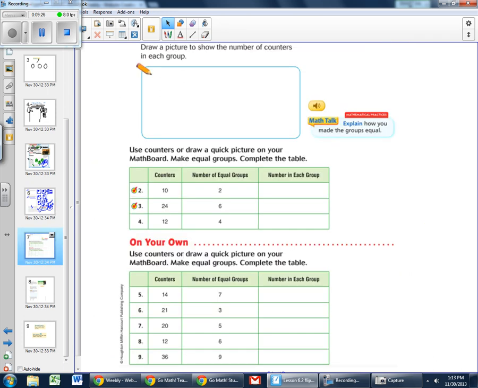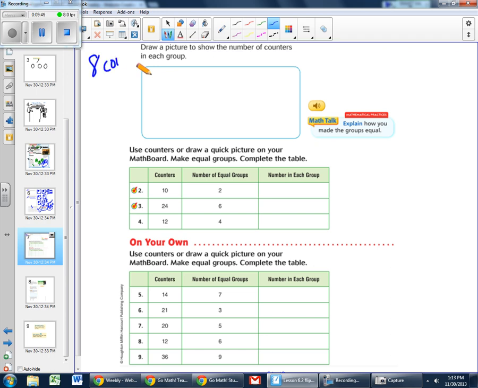I think that this is going pretty good, so let's move on to our next one. You're going to draw a picture to show the numbers of counters in each group. Again, I cut off the story problem, sorry about that. So you're looking at page 215. John has 8 counters.